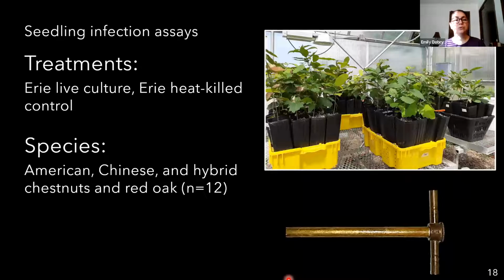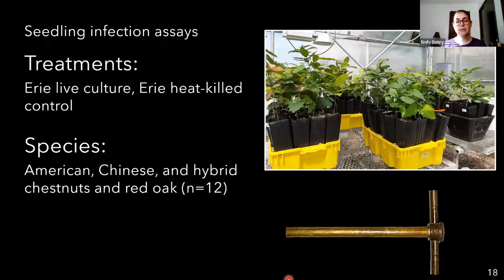But we also wanted to look at the response of a live, actively growing seedling to the presence of this pathogen. We didn't want to just be looking at tissue that had been cut from a tree and use that to gauge how the tree might respond. We wanted to see what's going to happen if it's still alive and can potentially fight off this pathogen. And so we set up seedling infection assays.